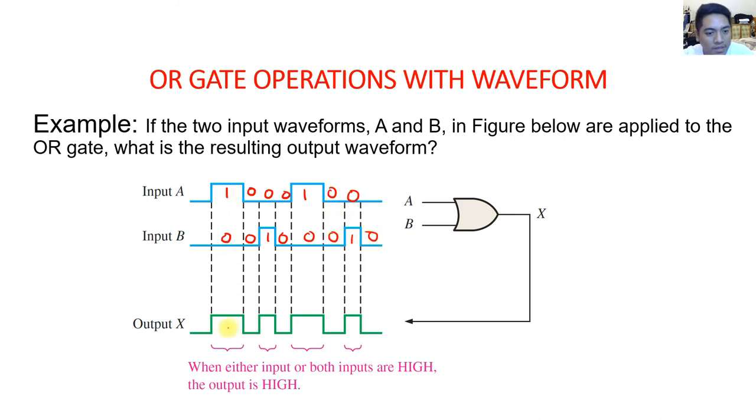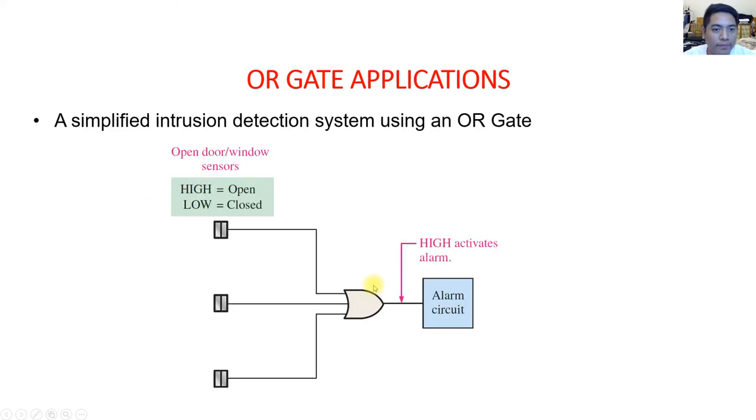So 1 plus 0: as long as one of the inputs is high, then definitely we can have it as high. And then this would be 0, this would be 1, this would be 0. Of course, this would be 1, this would be 0, and this would be 1. Of course, we have 0, 0 here, so we have 0 here. That will be the output waveform for an OR gate. So that's the result of the waveform.